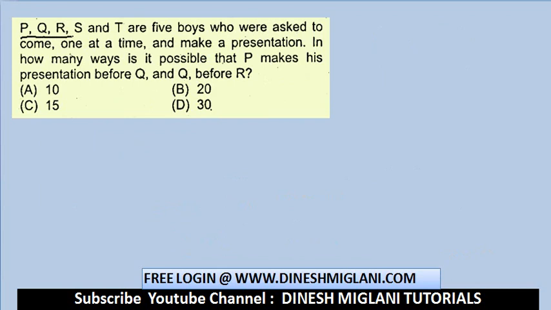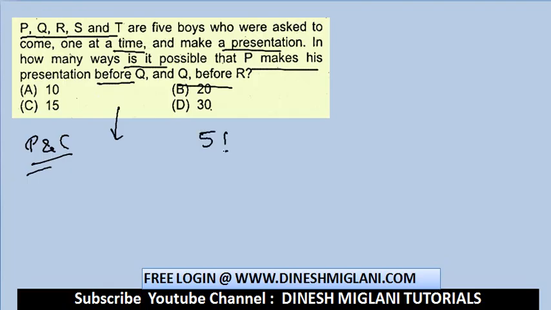Next is P, Q, R, S, T are 5 boys who are asked to come one at a time and make a presentation. In how many ways is it possible that P makes his presentation before Q and Q before R, right? It's a specific question of permutation and combination. If you have watched my session of permutation and combination of this type, I have explained there a very simple pattern. 5 persons, 5 boys are there, total ways are 5 factorial, right? If two such conditions are there, means P speaks before Q and Q speaks before R, right? So for that we have to divide this by 3 factorial.